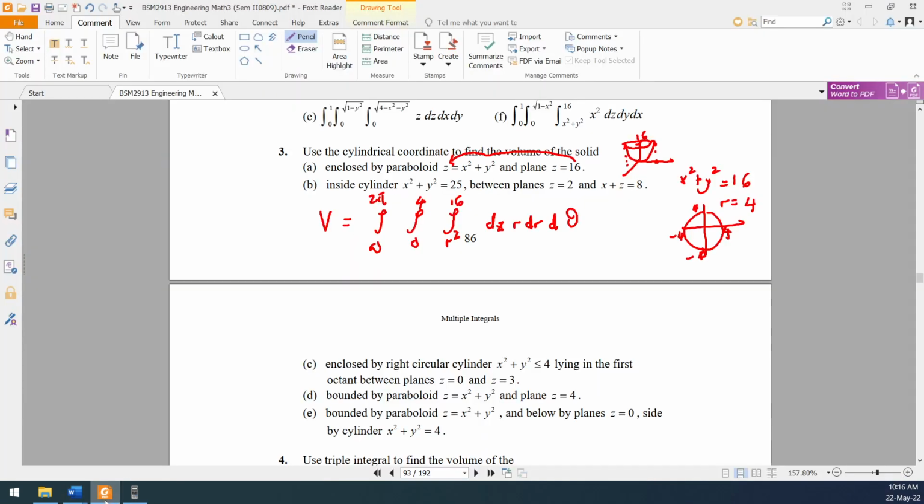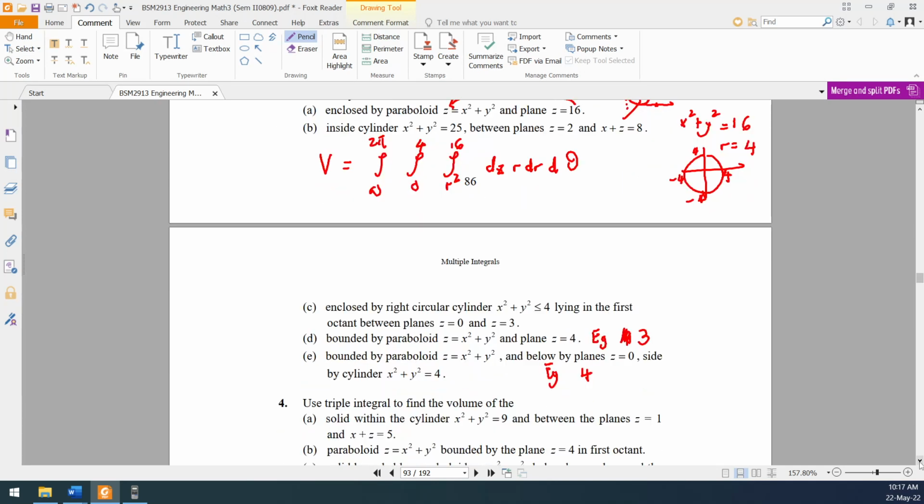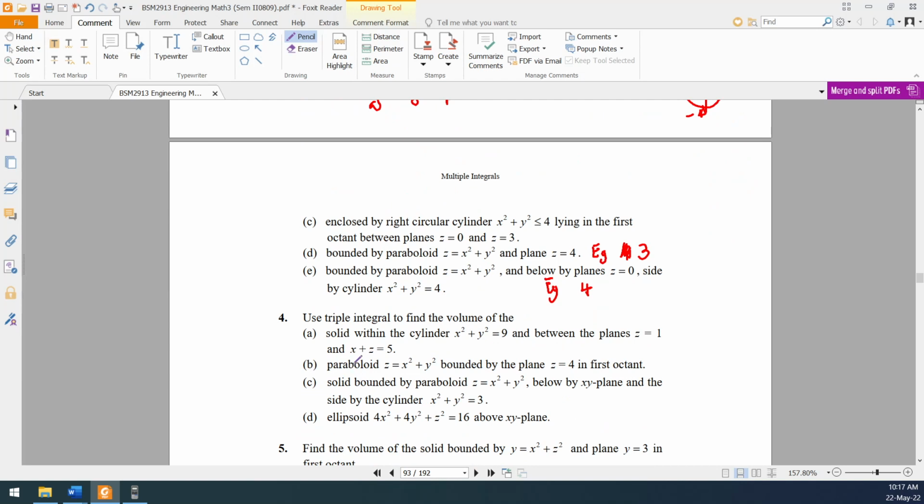You can have a try. This question is the same as my example 4, so you do not need to do it again. Sorry, this is example 3, the paraboloid, exactly the same. Question 3e is actually my example 4: bounded by the paraboloid z equals r squared, below by the plane z equals 0, and on the side by the cylinder. So the bottom is z equals 0 and the top is the paraboloid, the same as example 4. So there is no similar question to do, unless 4b is similar, but in the first octant.